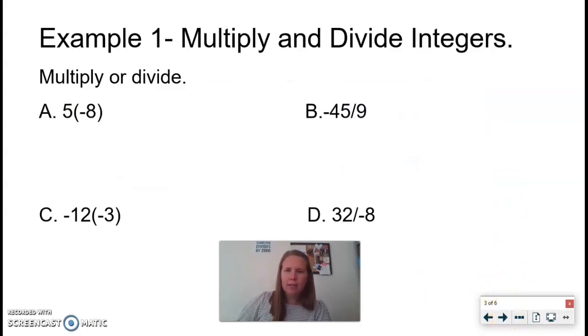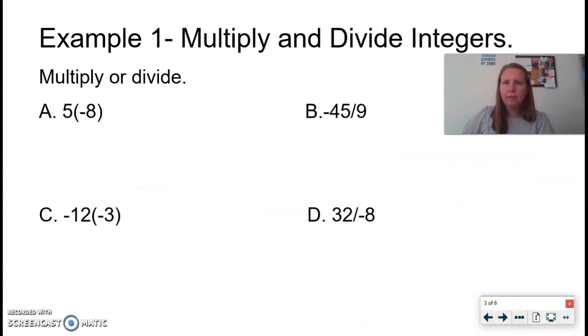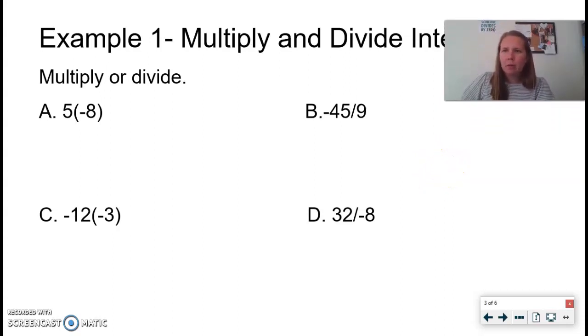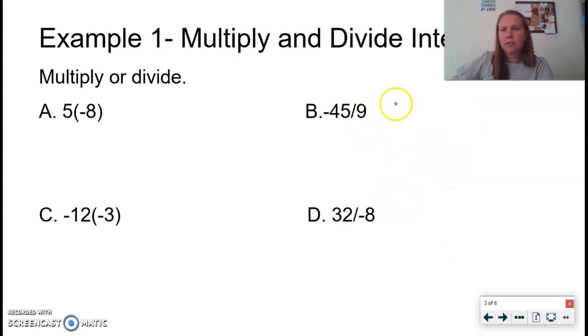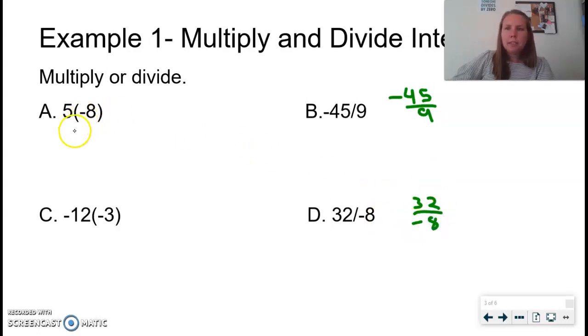So we have 3 examples, like I said, to go through, and our first one is going to be just kind of basic on multiplying and dividing your integers. So we have multiplication and division problems. Now for B and for D, usually this is going to be written in fraction form. I just can't type it very easily on the computer. Okay, so that's how it would look. But let's start with A.